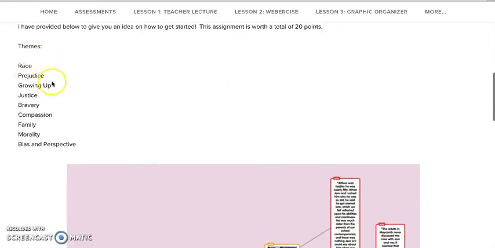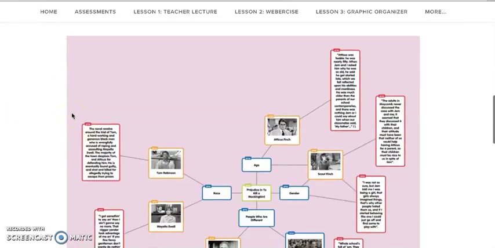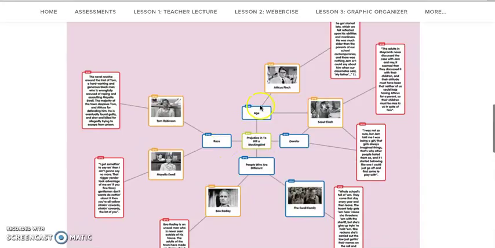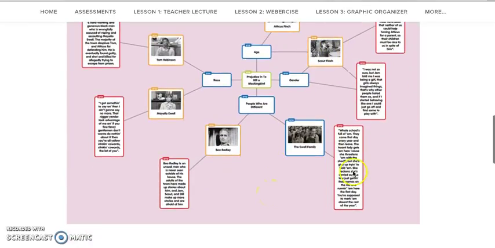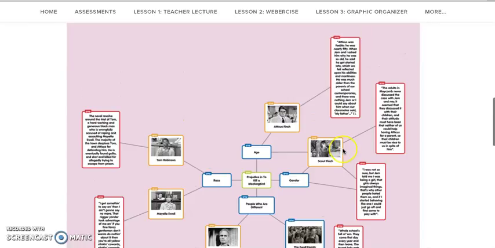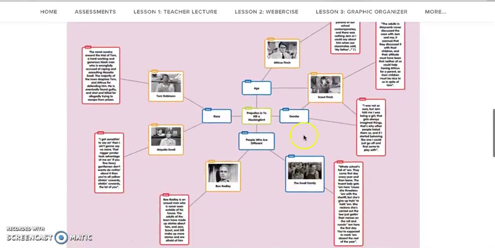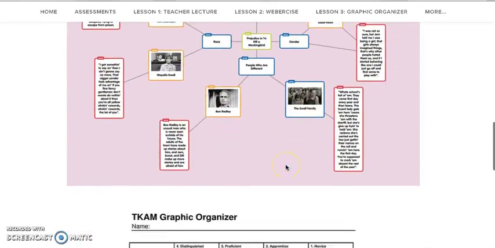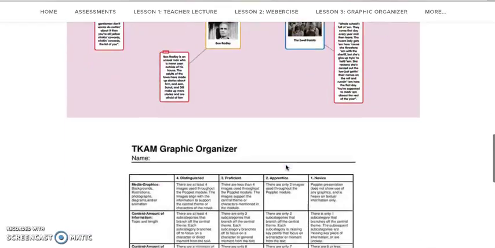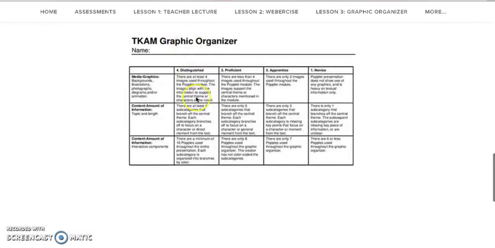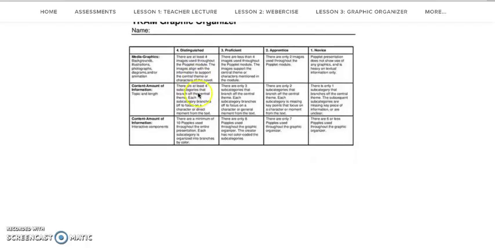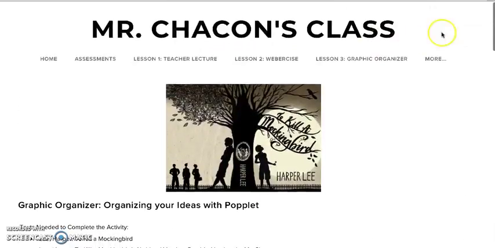For this, the students are going to be choosing one of these themes here on the left-hand side, and then they're going to be attaching subcategories from that theme, and then from those subcategories attaching different events or characters from the novel, and using paraphrased events or quotes, direct quotes or paraphrased quotes, to talk about how those different themes play into the bigger parts of the novel. And then also at the bottom is going to be the graphic organizer rubric that just shows students how to get a better grade, and also to ensure their understanding of the multimedia project.